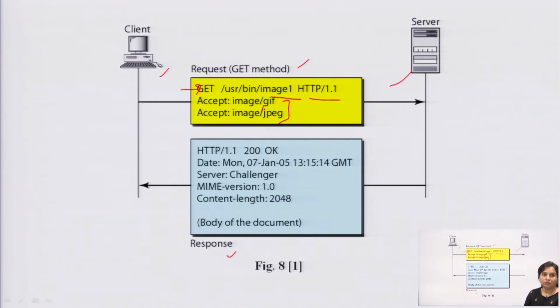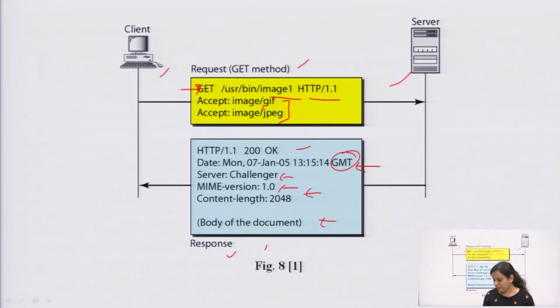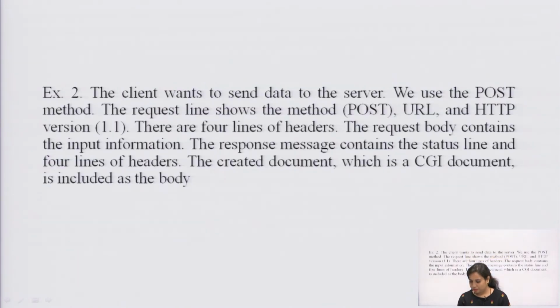Then there will be a response, like this is the HTTP 1.1 version, then there will be a date which is shown over here, in GMT time. Server will be there, then MIME version, which is also mentioned in the numerical, then there is the content length, that acts as header information, and then the body of the document. So, this is how you have to write the two messages, that is request and response, depending on the data mentioned in the numerical.